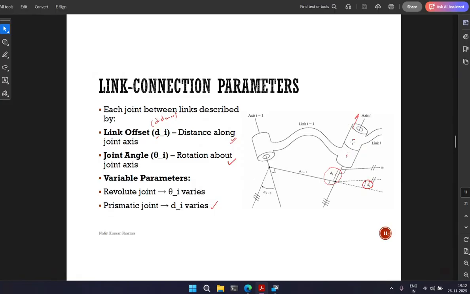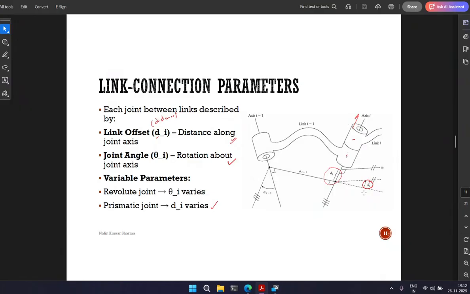Next is the rotation about the joint axis. It's not like they both are in the same axis. They are in different orientations right now. That orientation, we'll call theta.